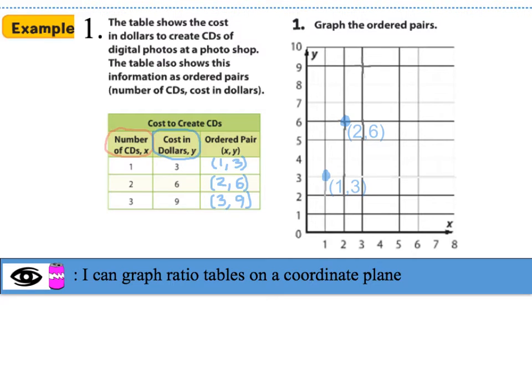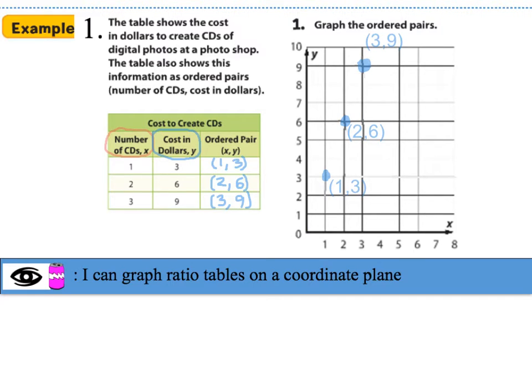For the third point, I know that the address or the ordered pair is at 3, 9. So I'm going to start at my 0, 0, and I'm going to go over 3 units on my x-axis. So here's 1, here's 2, here's 3. And then now I'm going to climb up 9 units on my y-axis. So here's 1, 2, 3, 4, 5, 6, 7, 8, 9. So I'm going to place my ordered pair right there. And that ordered pair is located at 3, 9.